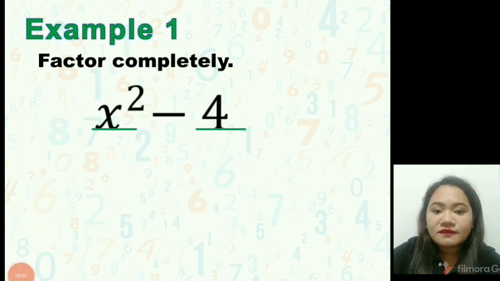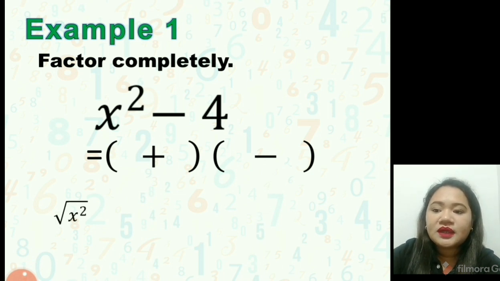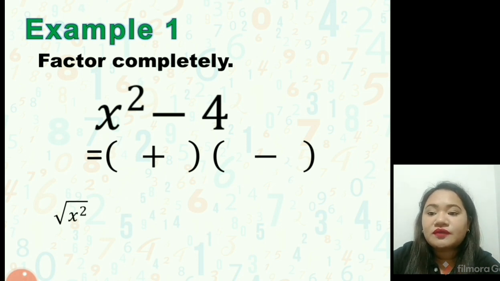To get the factors, we will make two binomial factors. One is a sum and the other is a difference. And then, we will get the square root of the first term, which is x squared. So, the square root of x squared equals x. This will be the first term of our binomial factors.